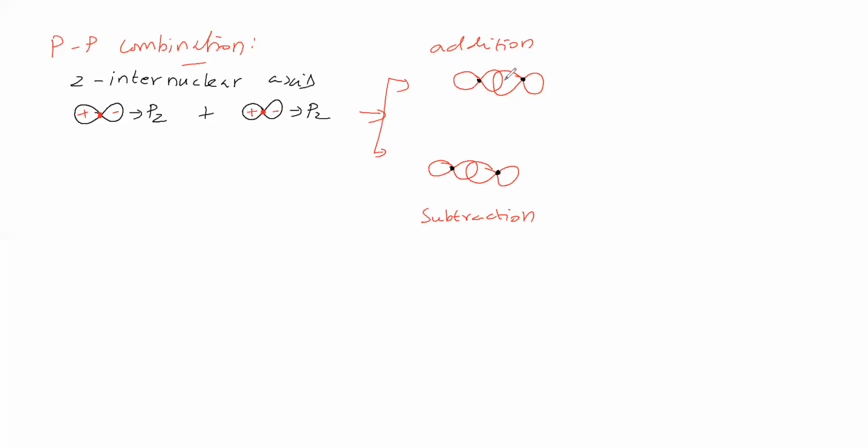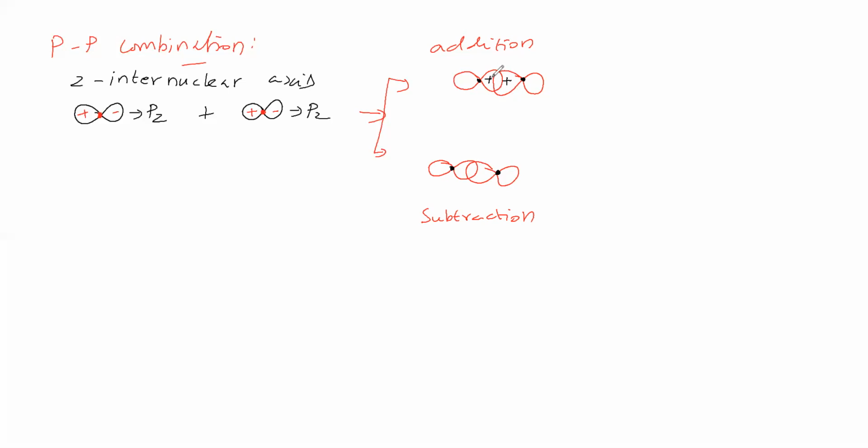These two lobes are overlapping, therefore if you give positive for this lobe, for this lobe also you must give positive, then only addition. Overlapping lobes, if they have the same sign, then addition overlap. If you give negative for this lobe, then give negative for this lobe also, then only addition overlap, otherwise no. Same sign should be there.